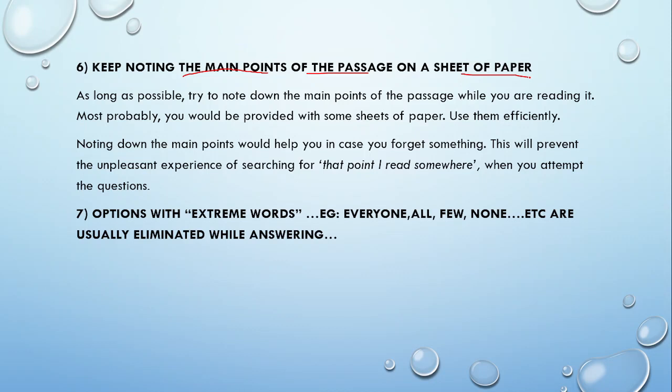Okay. Then, options with extreme words. For example, in the options: everyone does it, all of them, few of them, none of them. Options with these kinds of words are usually eliminated. They will mostly be incorrect. Okay? I cannot say that 100% they will be incorrect, but mostly they will be. You can use the elimination technique where you're getting confused about the options and you see that extreme words are there, then you can go for the elimination method.